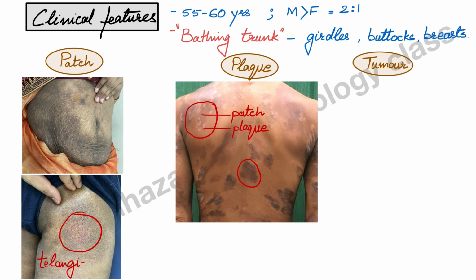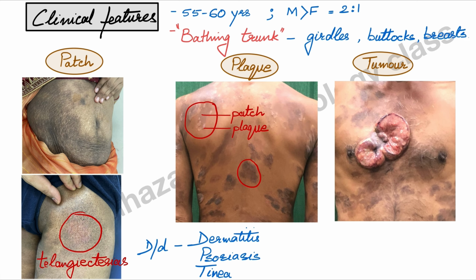Now the differential diagnosis for this patch and plaque stage can be any scaly lesion. It might even be dermatitis, psoriasis, lichen planus, or sometimes it can be confused with tinea infection.